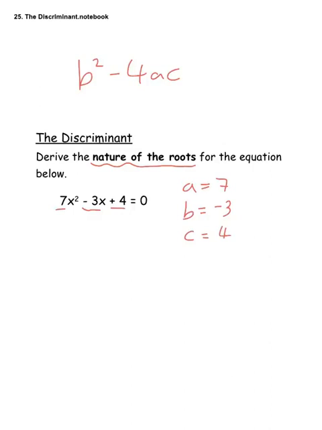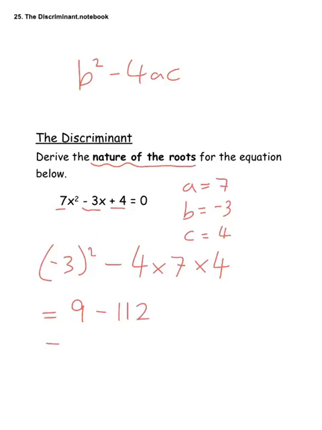Okay, so to substitute that into b squared minus 4ac, what we get is minus 3 squared, take away 4 times 7 times 4. If we were to work this out, that is equal to 9, take away 4 times 7 is 28, and multiply that by 4, and we get 112. So our answer here, 9 take away 112, gives us negative 103.